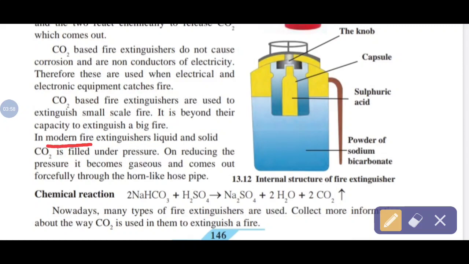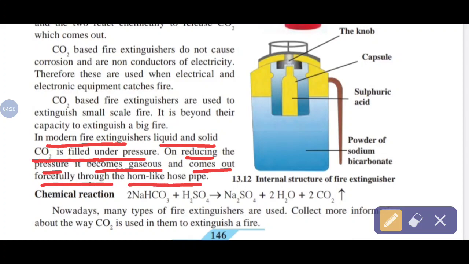In a modern fire extinguisher, liquid and solid carbon dioxide is filled under pressure. In a modern fire extinguisher, what is present? Liquid and solid carbon dioxide filled under pressure. On reducing the pressure, it becomes gaseous and comes out forcefully through the horn-like hose pipe. So what type of chemical reaction takes place in this fire extinguisher?